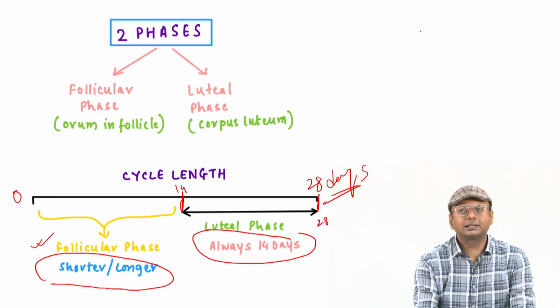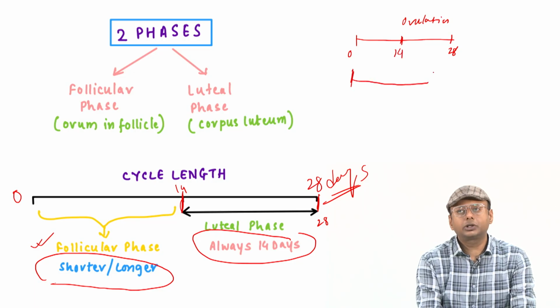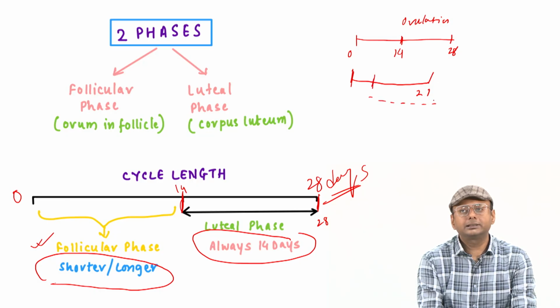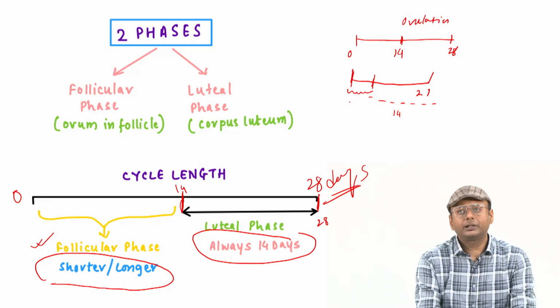You remember in the last class also we discussed that in a regular 28 day cycle, we see the ovulation at day 14. But if the cycle is short, you still have to remember that the luteal phase still needs 14 days. So, the initial follicular phase will only be 7 days.